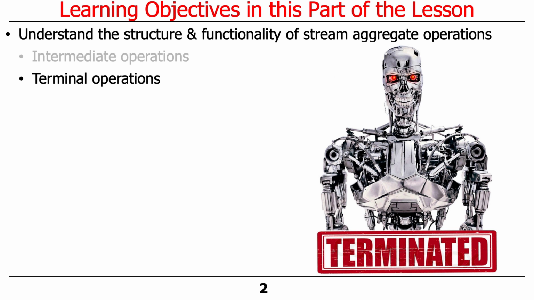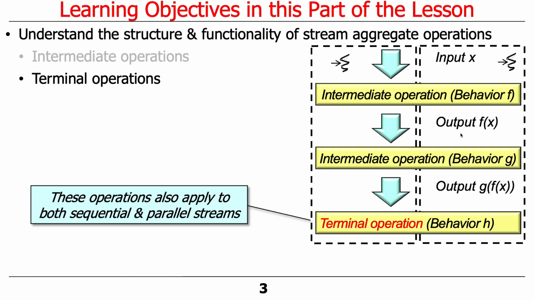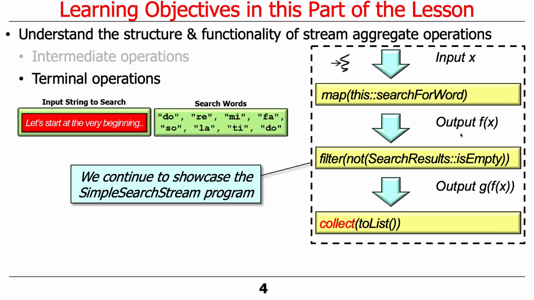So let's talk about the terminal operations and how they work. And once again, all these operations we're going to describe here apply to both sequential and parallel streams. I will talk at length, probably next week, about the internals of streams, and you'll get to see how this stuff works under the hood. It's really cool. And as always, we use our simple search stream program to clarify the key points.